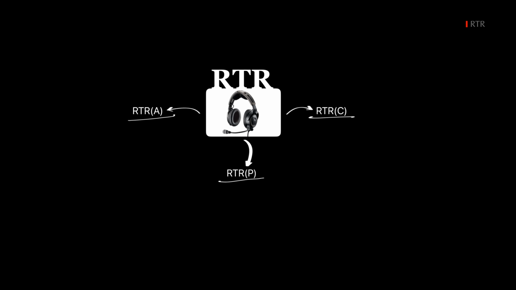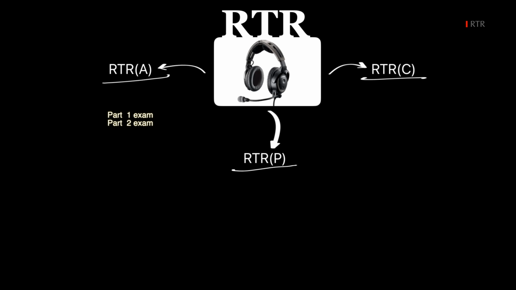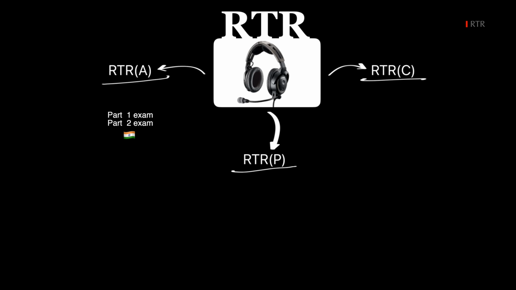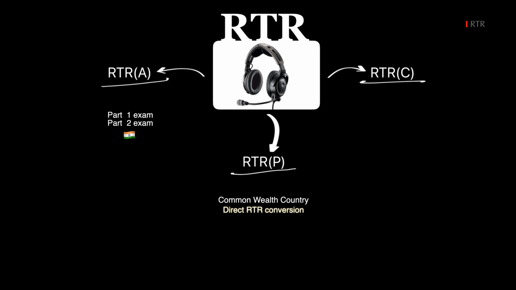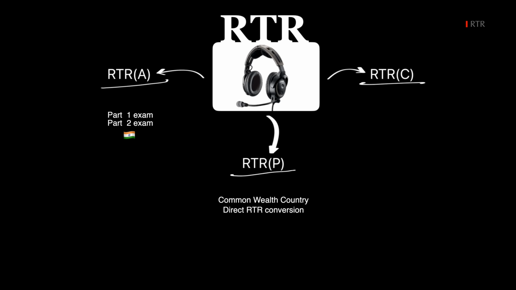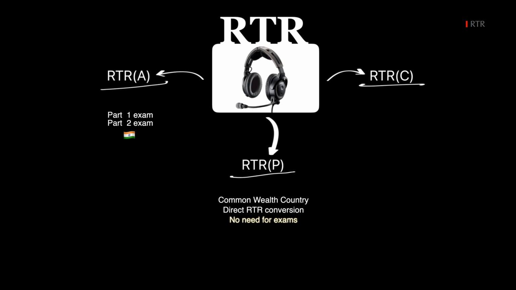So when you do your flight training in India and give your part 1 and part 2 RTR exam, that's when you're issued an RTR A license. And if you've done your flight training from a Commonwealth country, the foreign RTR will directly be converted into an Indian RTR, and this is called RTR P. No need to give any exam here.